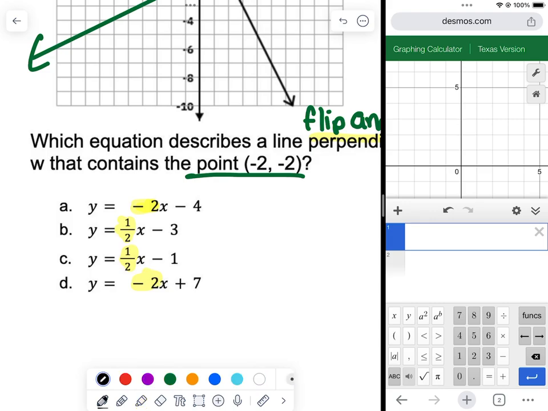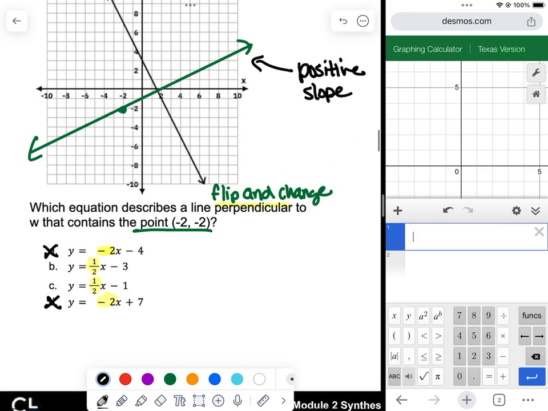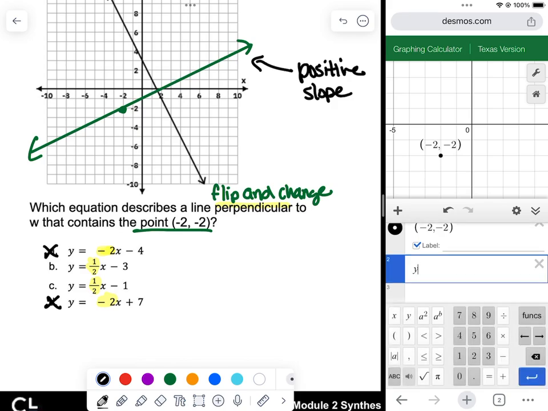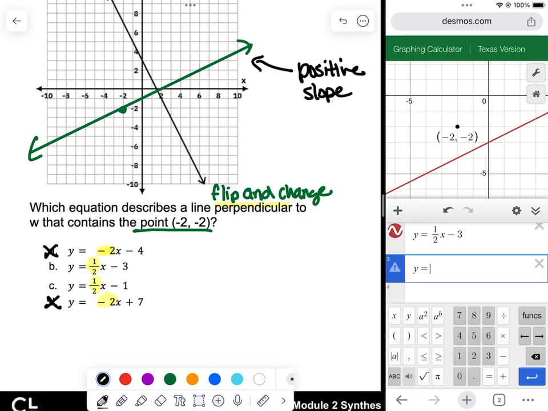So A has -2, that's wrong. B is 1 over 2, so maybe. C is 1 over 2, so maybe. D is -2, so that's wrong. So now I'm just going to plot the point -2, comma, -2, hit label. I'm going to put y equals 1 divided by 2x minus 3. This is answer choice B, and I can see it does not touch that point, so I'm going to guess it's probably A. Sorry, not A, C. Oh my gosh, my brain. X minus 1.